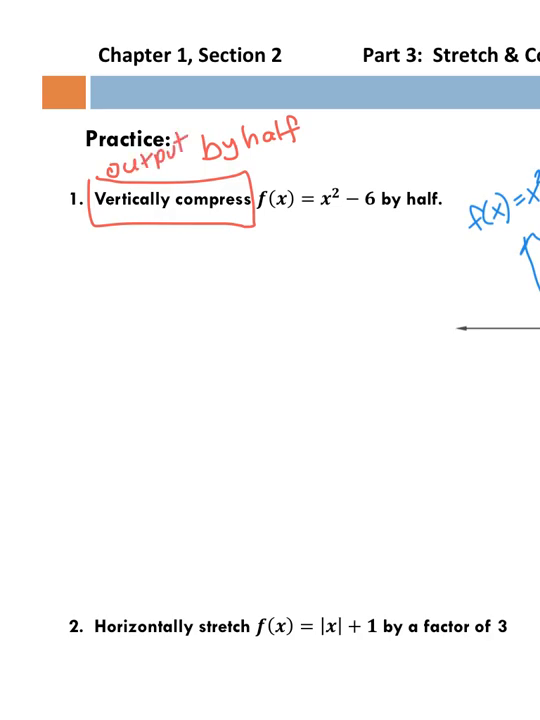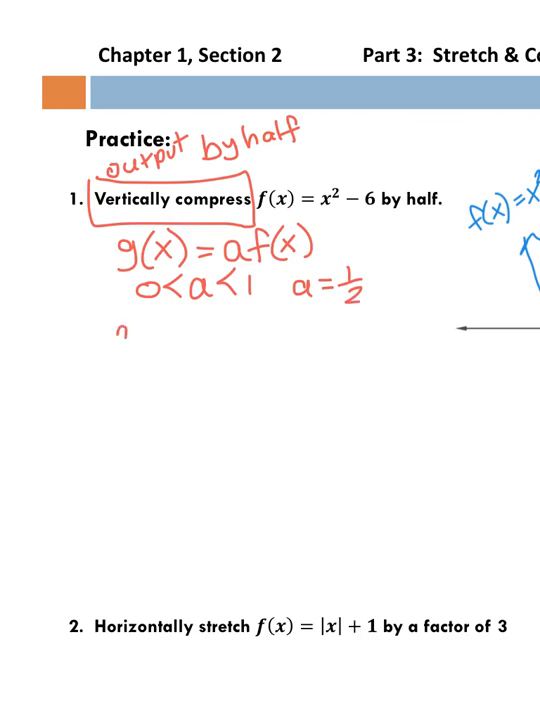So we want to multiply our output by some kind of factor, a, and if we want to compress, that a is going to have to be a fraction, less than 1 but greater than 0. In this case, if we want to compress by half, our a is going to equal 1/2. So if we take a look at g of x, we're going to multiply f of x by a half.